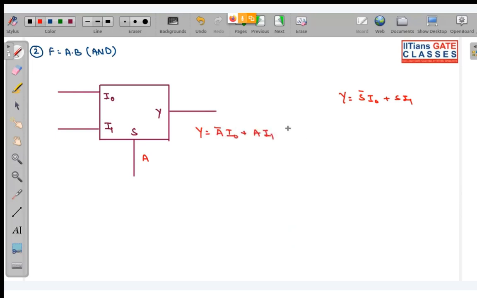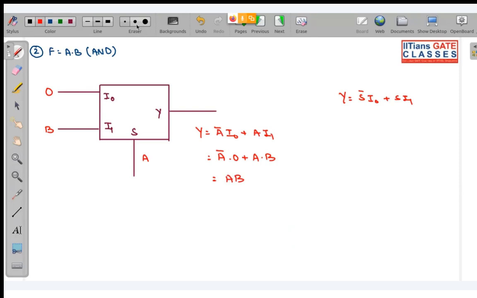So you require AB. If I take B over here and 0 over here, this will be A complement dot 0 plus A dot B. So that is AB. This is the input combination for getting an AND gate. Is this clear? Tell me.